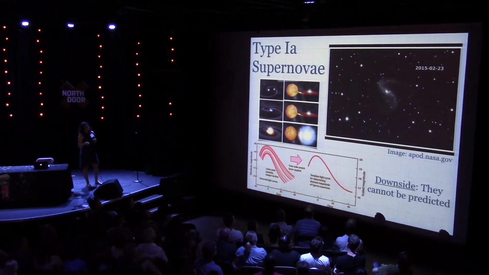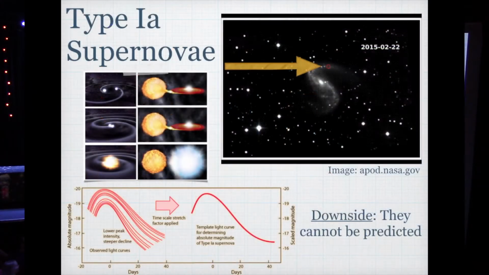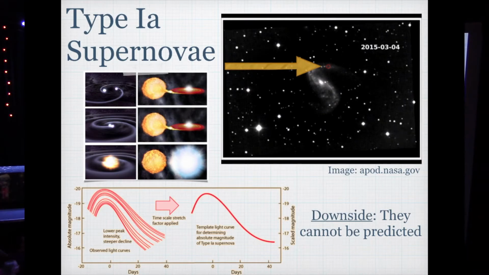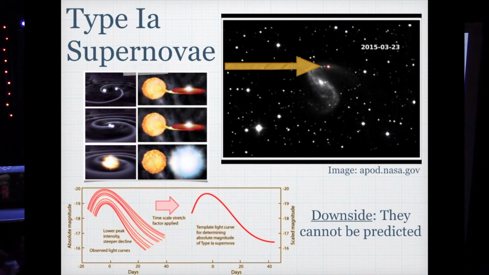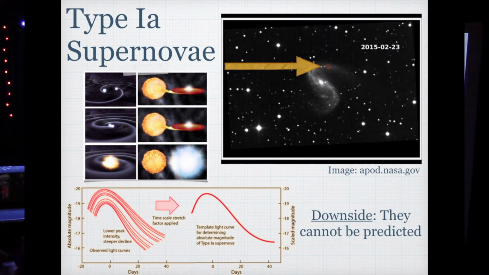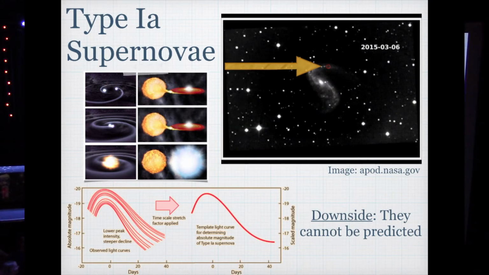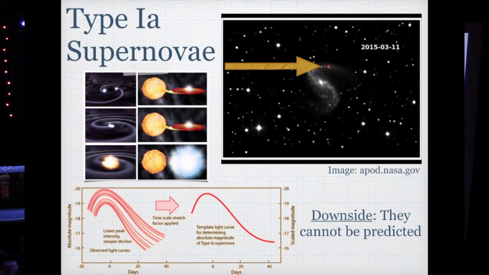So here's just a cool movie of a supernova going off in 2015 in a galaxy. There's a little red circle there. You'll see the supernova explode. It gets really bright, and then it starts to dim over time. And these light curves, as they call them, are really predictable. They fall off at a certain rate. So if you know how long it's been since your supernova went off, you can match that to an intrinsic brightness, and then you know how far away your star is.